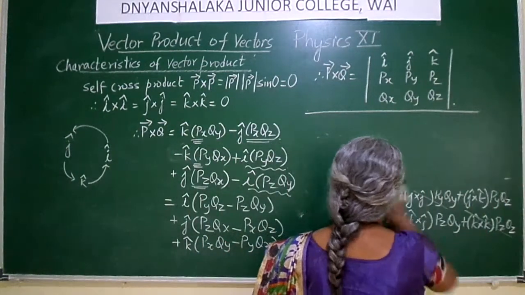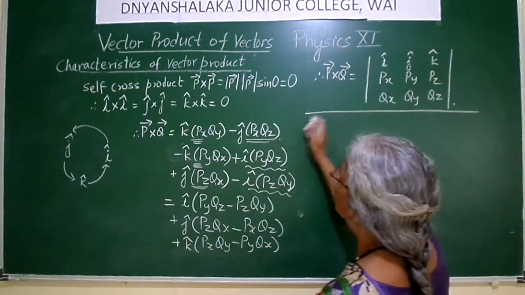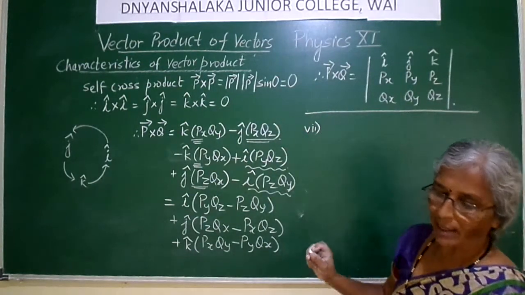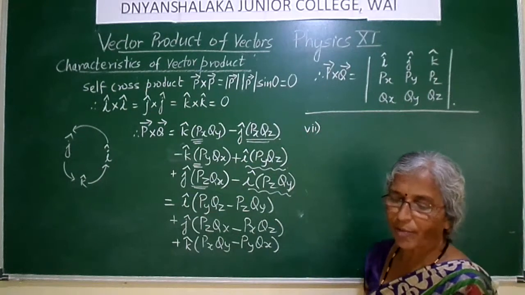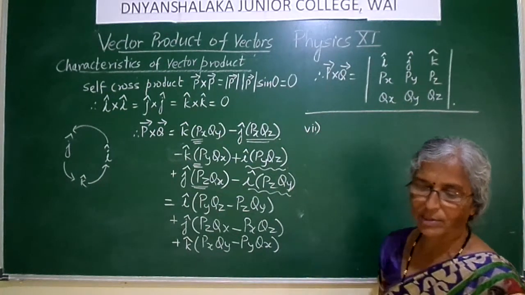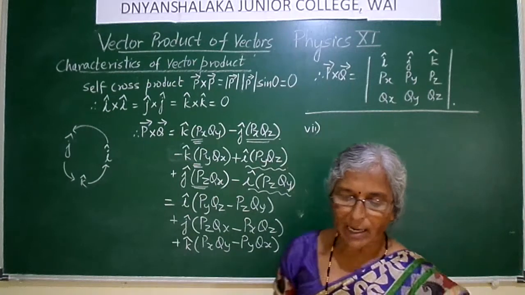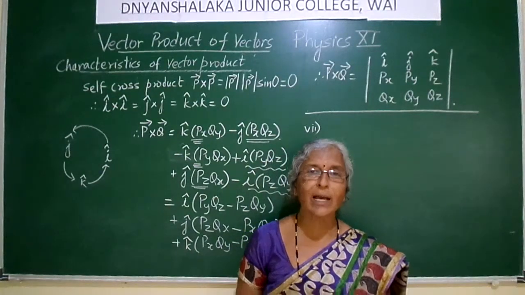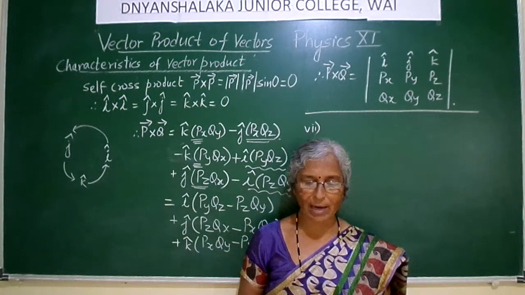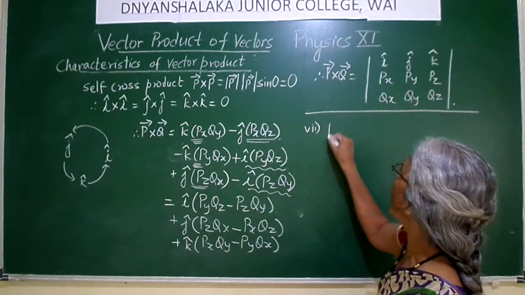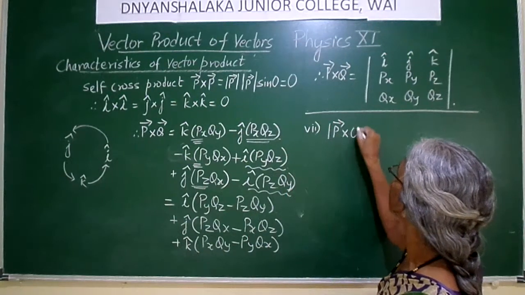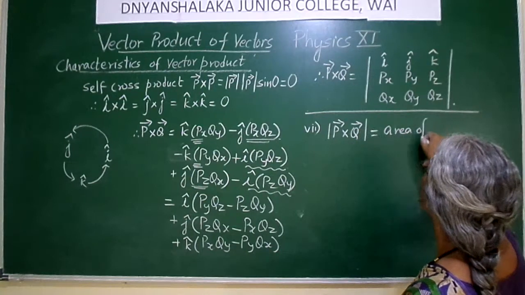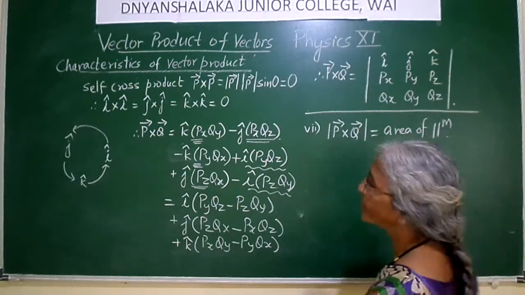Now, the last property of vectors is that I can express the magnitude of the vector product of 2 vectors as the area of a parallelogram. How do I get it? So I can have vector P cross vector Q equal to the area of the parallelogram.